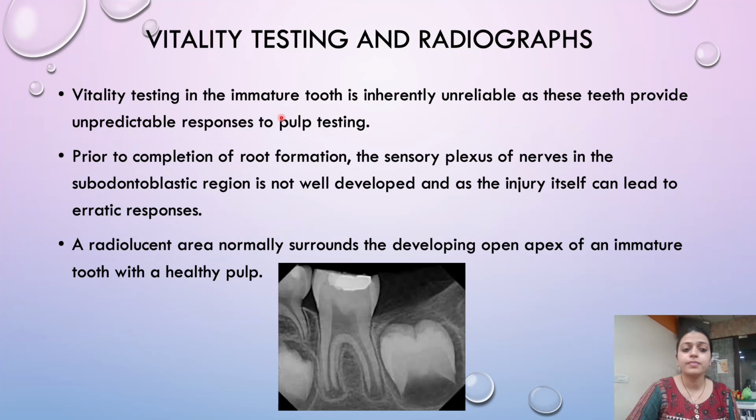Here you can see the radiolucent area which surrounds the developing open apex of an immature tooth with a healthy pulp otherwise; it will tell us that the root formation is not complete. It is an immature young permanent tooth, where root development is still taking place. We can always compare with the periapex of the contralateral tooth if we are unable to differentiate between a periapical pathology on a radiograph, because it looks quite similar to periapical pathology sometimes.